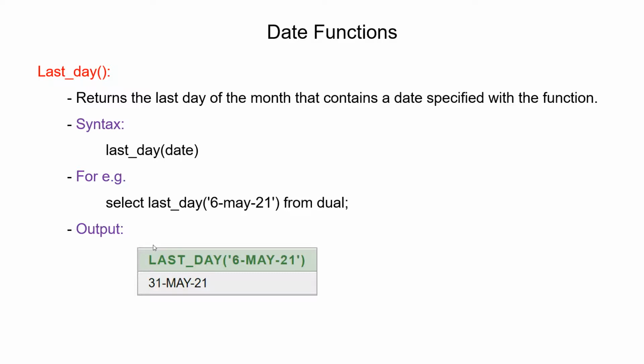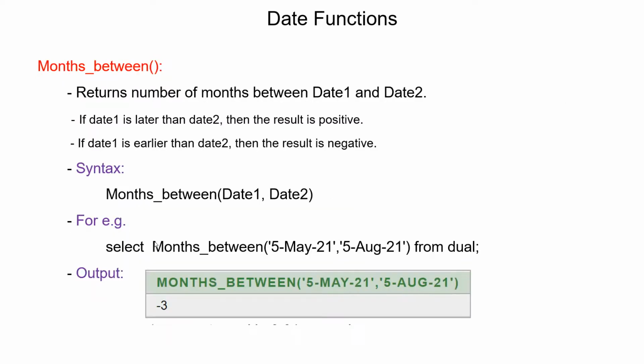So the syntax is last_day(date). For example, select last_day('6-May-21') from dual. So the date specified is 6th May. For May, there are 31 days. So it gives the output as the last day of May, that is 31st May 21.